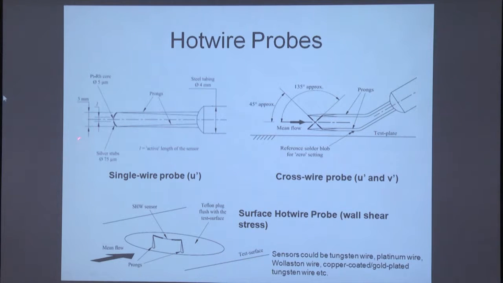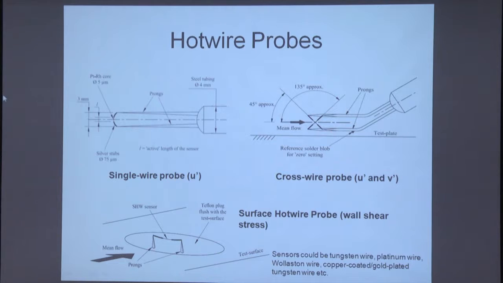The advantage here is that I can have fine control of my L, the active length of the wire. We will see that while this is the full length of the wire, it is the active length which is going to play a major role. We will see why it is so important when you choose a sensor. Okay, this is of course a single wire probe.